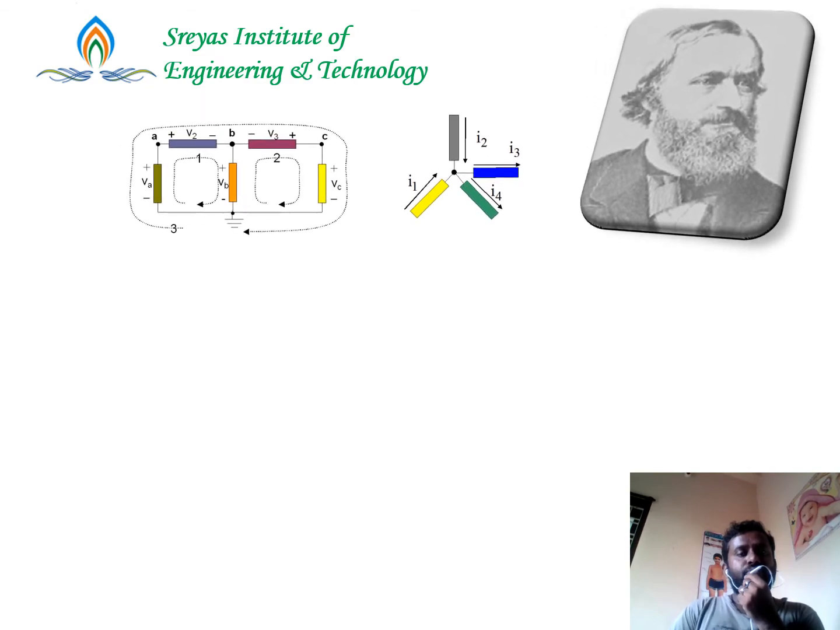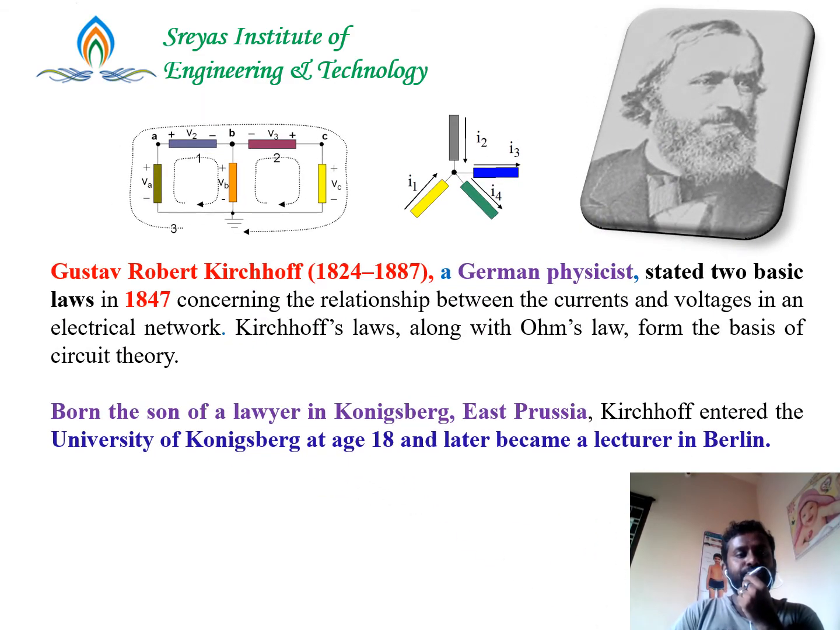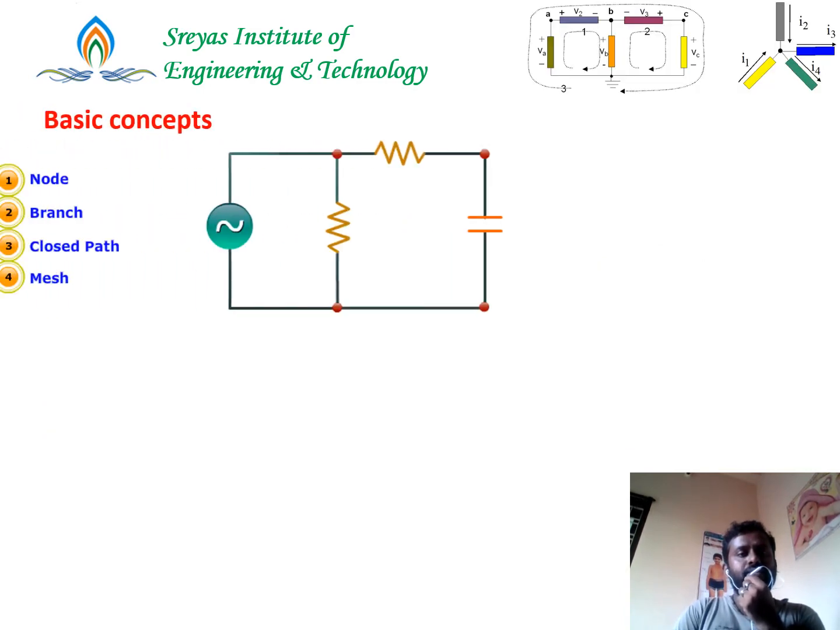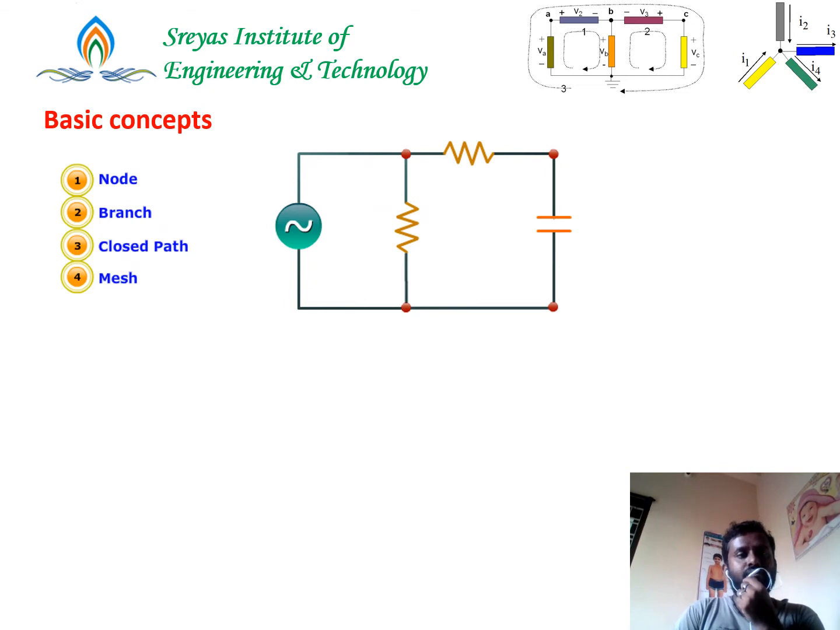Now coming to the Kirchhoff laws, voltage law and current law. Kirchhoff, a German physicist, stated two basic laws in 1847 concerning the relation between currents and voltages in an electrical network. Kirchhoff's laws, along with Ohm's law, form the basis of circuit theory. Kirchhoff was born to a lawyer in Königsberg, East Prussia. He entered the University of Königsberg at the age of 18 and later became a lecturer in Berlin. He stated two laws.